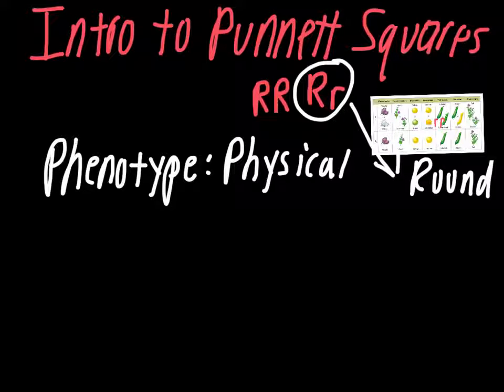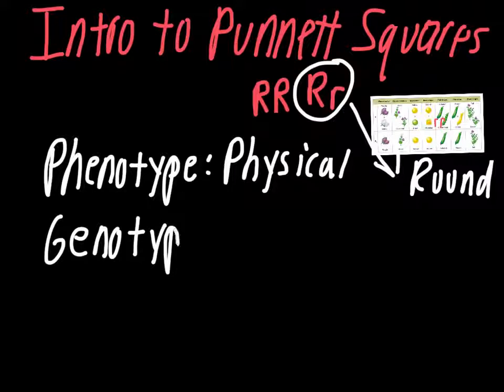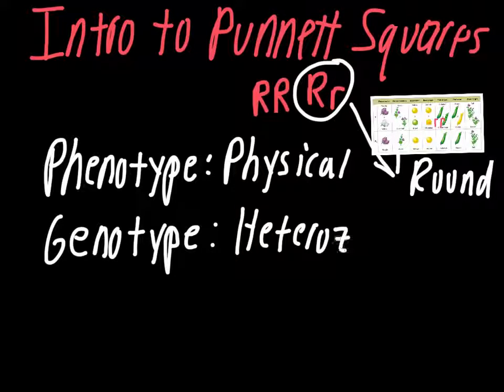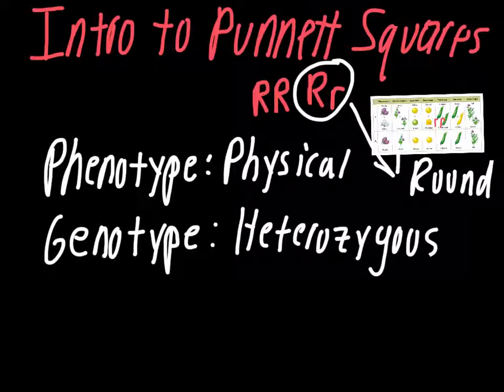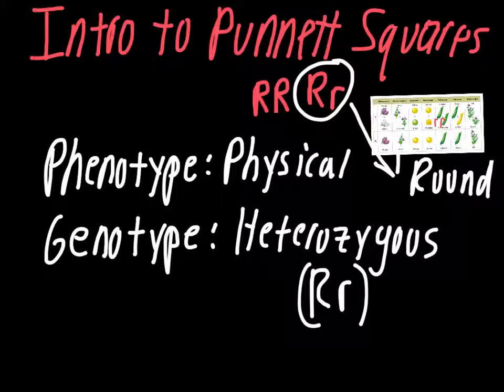The next term is its genotype. The genotype here is heterozygous. Or you could just represent it as capital R, lowercase r, because this one has one dominant trait from one parent and a recessive trait from the other. The reason this is important is things can have one phenotype but a different genotype.